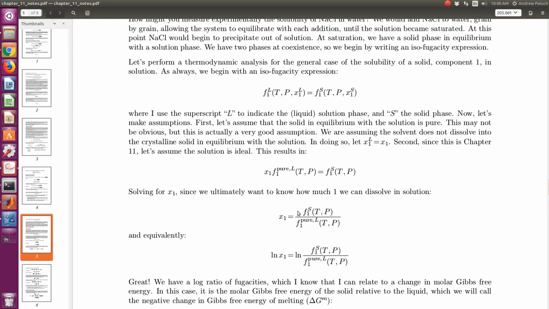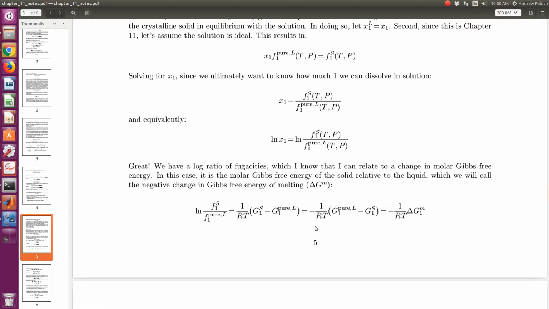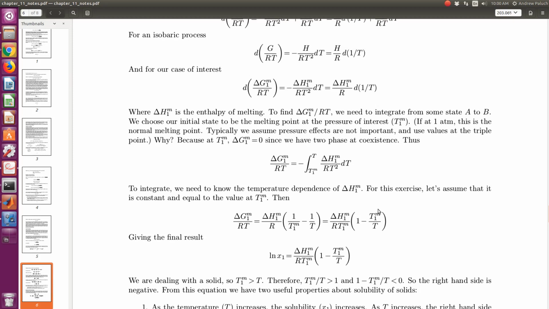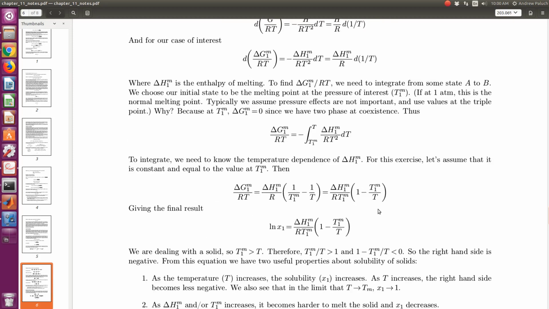Then I have a ratio of fugacities, the fugacity of pure solid relative to pure liquid at the same temperature and pressure. That instantly makes me think of differences in molar Gibbs free energies at the same temperature and pressure. We went through the exercise then where we could relate that to the enthalpy or change in Gibbs free energy upon melting or fusion. If we assume that the enthalpy of fusion is constant and equal to its value at its pure component melting point, we get this final expression for the mole fraction solubility.